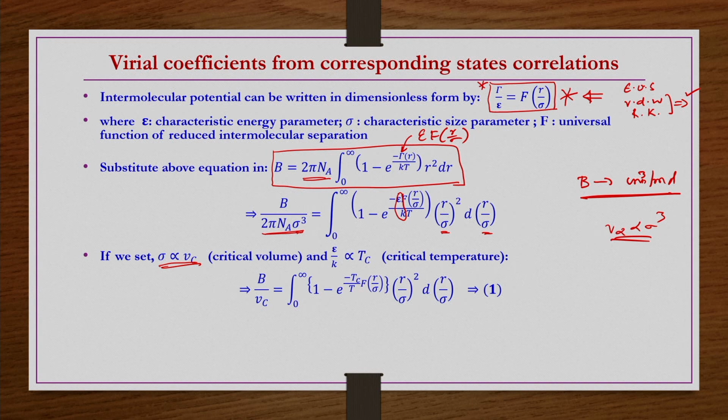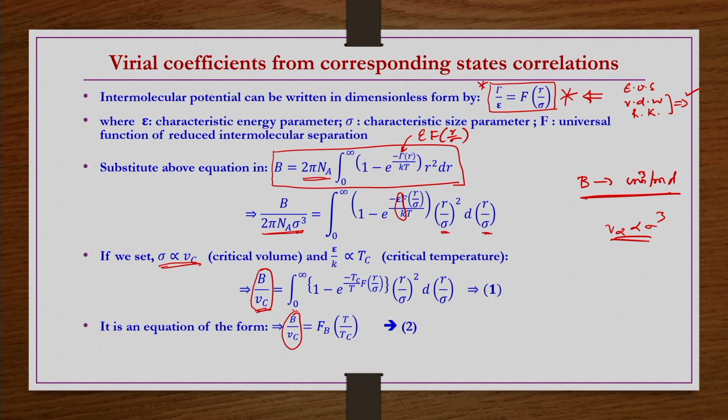Now we have B by Vc, which we can write as a kind of dimensionless second virial coefficient. We are not taking all those constants, and we are not doing exact derivations; we are trying to find out the form. So on the left hand side we have B by 2 pi Na sigma cubed, which we can equivalently write as B by Vc because of this relation.